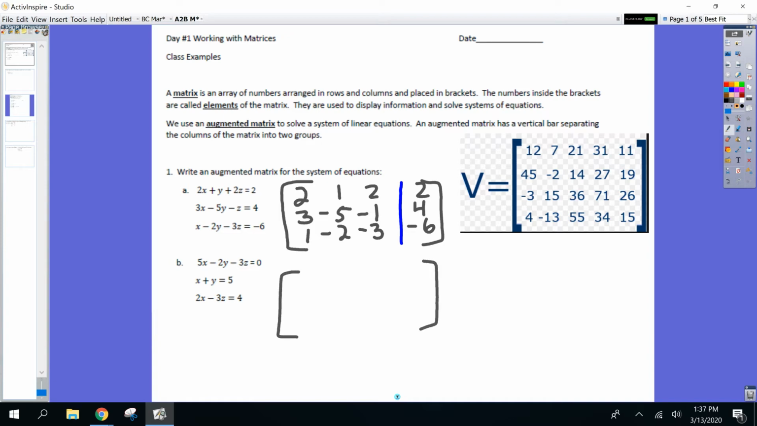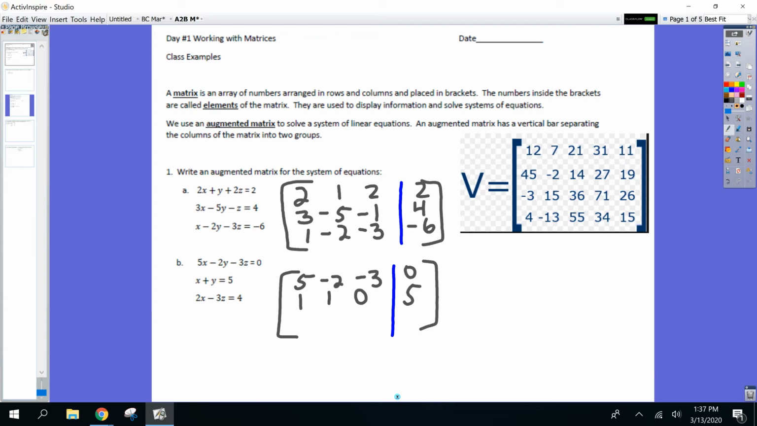What's the first row going to look like in this one? 5, -2, -3, and yes, you do have to put the 0 in. So your vertical line down followed by 0. All right, what do you think for the next one? You got to put the 0 in if the variable's not there. Yes, 1, 1, no z, so I put a 0 in for it. 5.